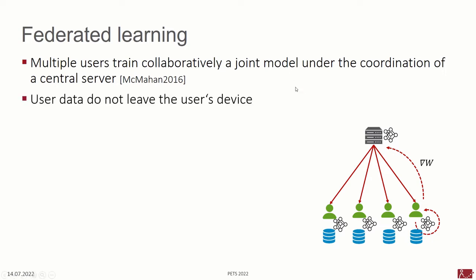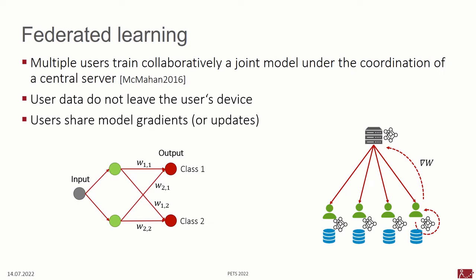The main privacy advantage of this technique is that the data of the users never leave their own devices, so it is not shared. The users do not share their data with the server, but only their model gradients or updates. If we are talking about a neural network model, the gradients are the derivative of the loss function with regard to the weights, which are located on every edge in our neural network.